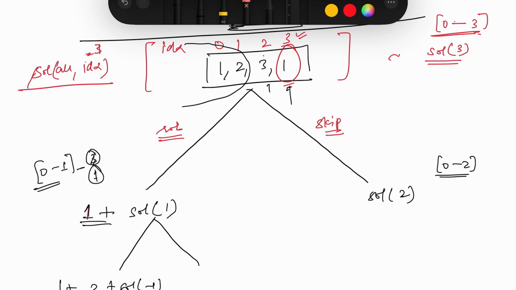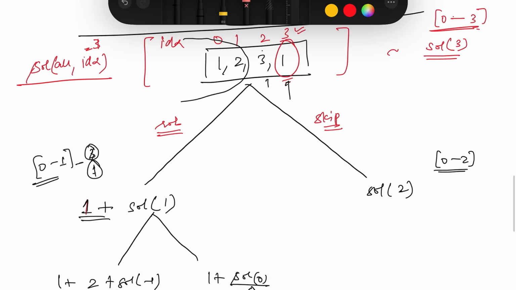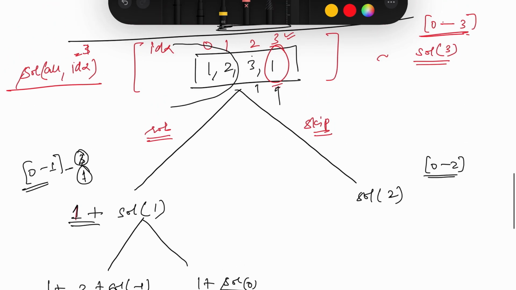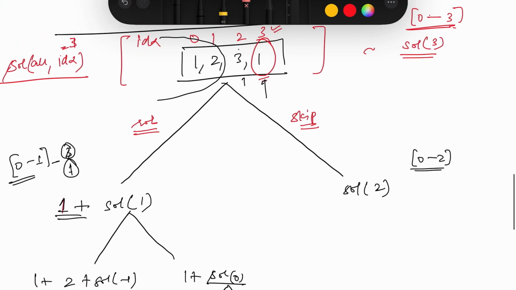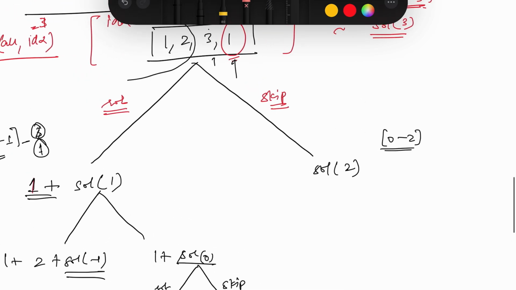If I skip this, then I have a solution as solution of my index minus 1, 1 minus 1, which is 0, solution of 0. And solution of 0 is two ways. Either we are skipping the 0th house or we are including the 0th house. Skip, or rob the 0th house. If we rob the 0th house, we have 1 plus solution of minus 1, and if we skip the 0th house, it will be solution of minus 1 again.